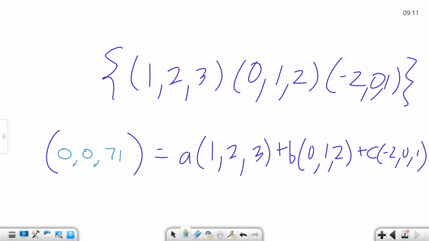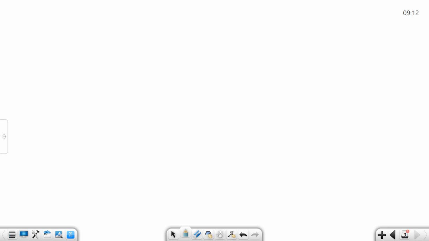Now then, flip it to the back of that handout, or the second page of that handout. Here's the part that I thought was very useful, and you're going to use it a lot. It says if S equals V1 through Vn, and that is a basis for the vector space V, then every set containing more than n vectors is linearly dependent. So in that previous example, 1, 2, 3, 0, 1, 2, negative 2, 0, 1 is a basis. So it has 3 elements. That means that every R3 basis has to have 3 elements. If it has more than 3, it's dependent.